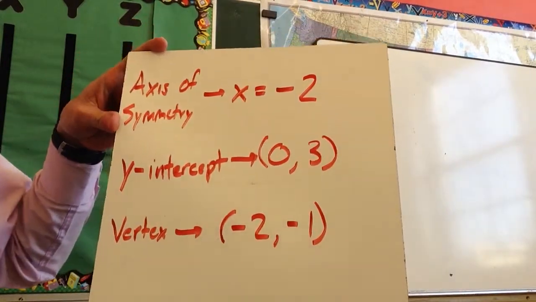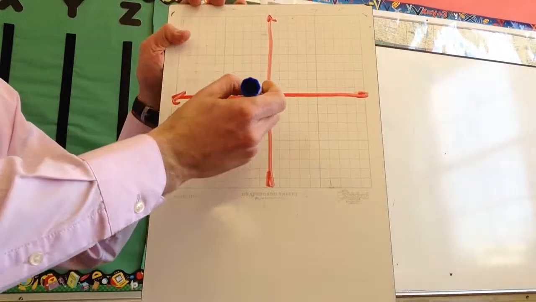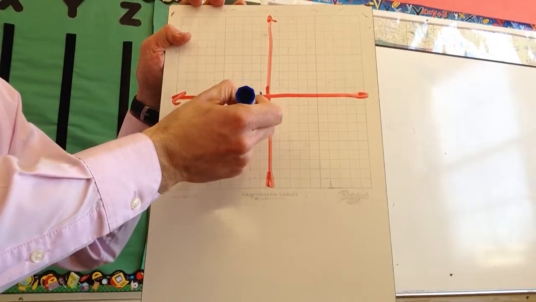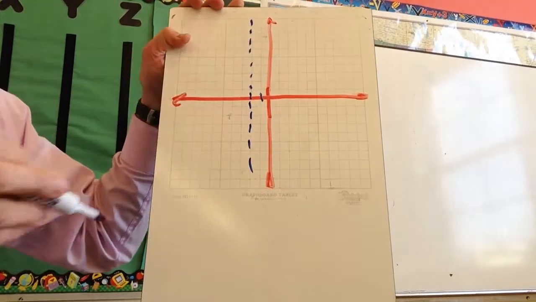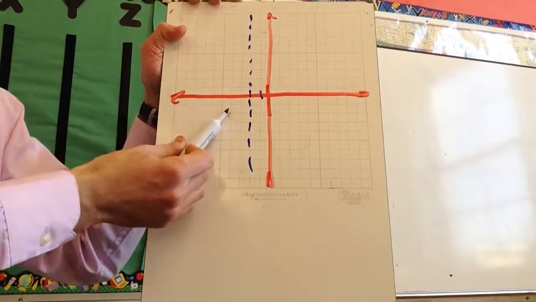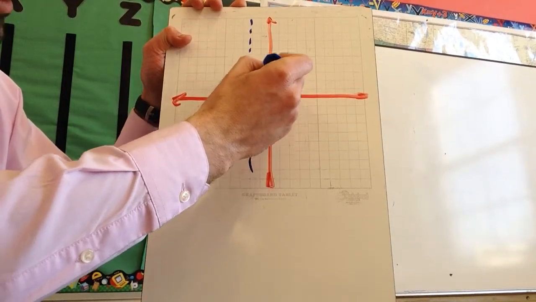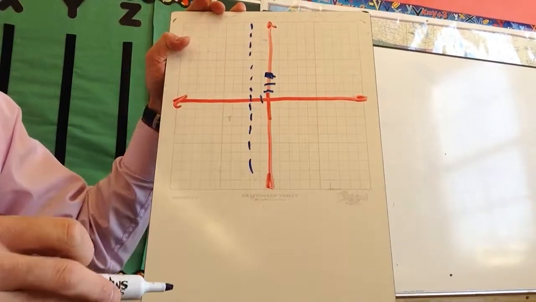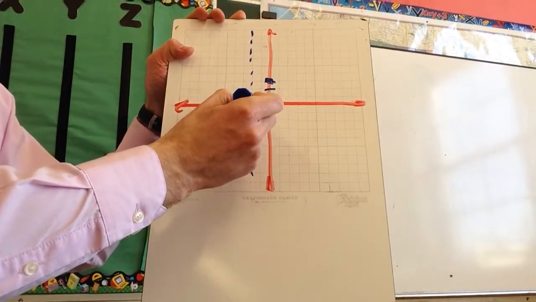So the first thing I want to do is take that axis of symmetry, which we were saying is at negative 2. So this is 1, 2, and I'm going to create a dotted line going all the way up and all the way down. So now I know that's where my axis of symmetry is. I know the y-intercept is at 0, comma 3. So that's 1, 2, 3. That goes here. And I know my vertex is at negative 2, negative 1, which is going to be here.